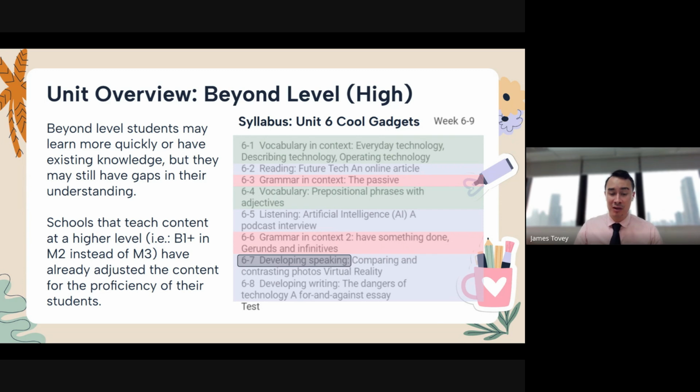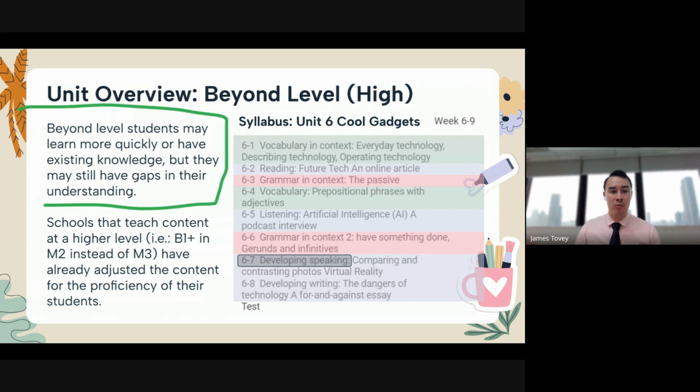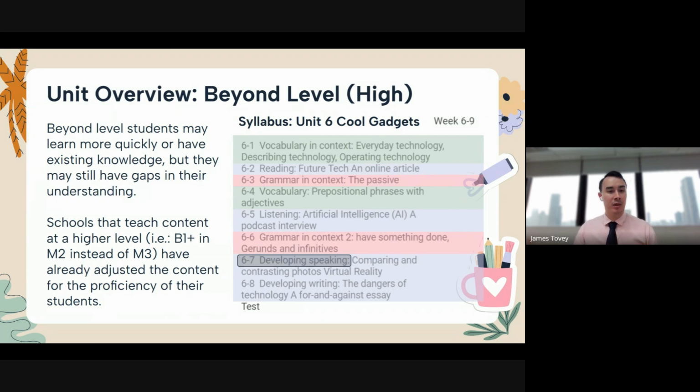Having said that, you know your students best, right? So you should be able to make that determination of what you think will be challenging for them. Just remember not to make too many assumptions about what kind of gaps they may or may not have, and make sure you cover all the content.